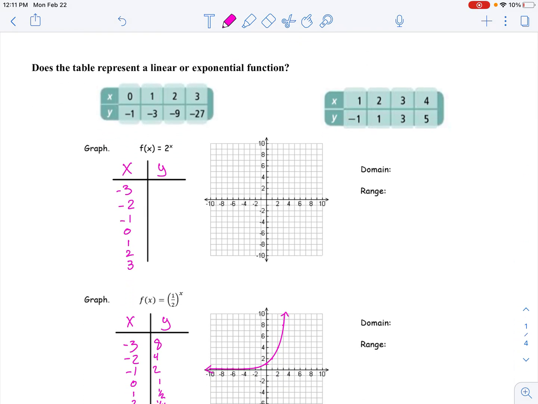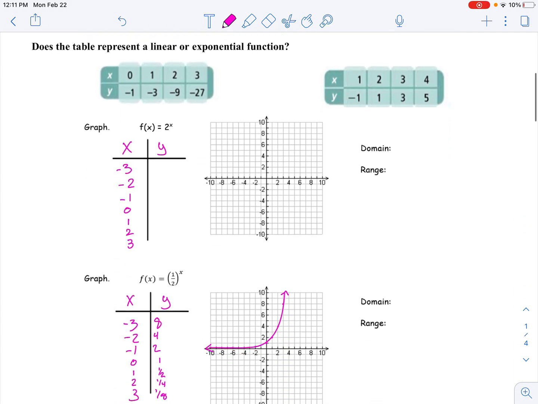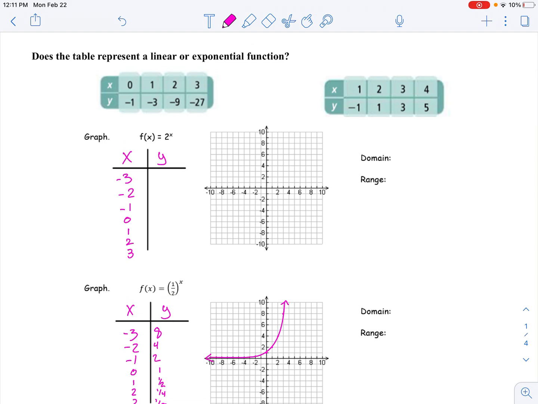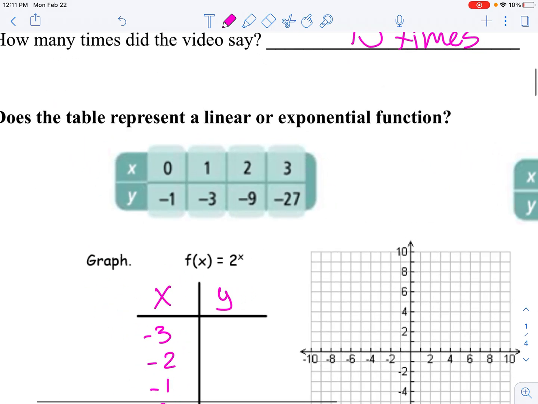But that's how fast exponential functions grow. And exponential functions are what we're talking about in this lesson. They start to pick up really fast and grow really fast, as you'll be able to see as we go through some of these questions. So let's get started here.